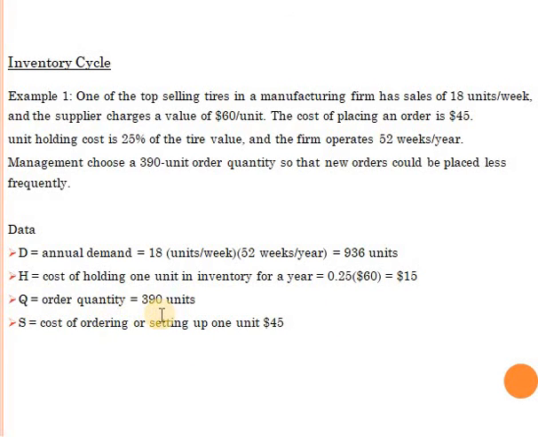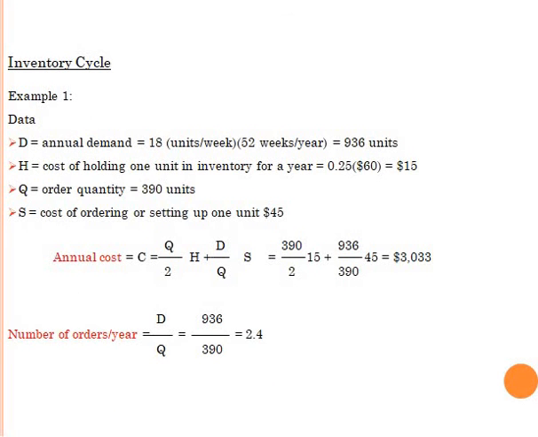Order quantity, this is the order quantity. It's gonna be 390 units, which is determined by management in order to make less frequent orders. S, cost of ordering, is $45. I want to begin calculating the annual cost. It is the summation of the ordering cost and the holding cost. By just filling in the values into the equation, you will see that the annual total cost is $3,033.